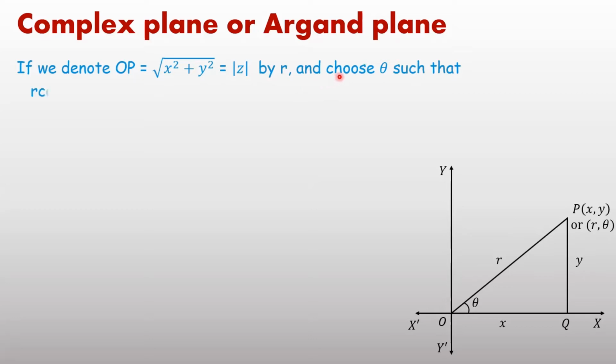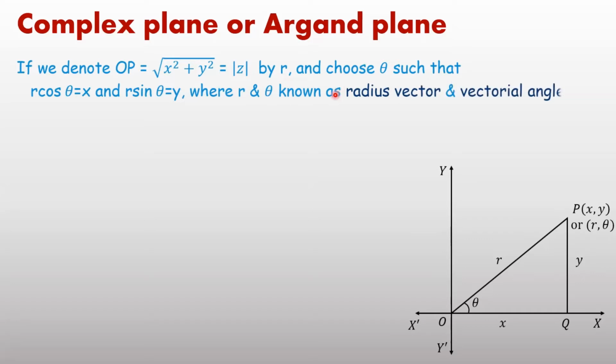And theta means the angle between OP and the real x-axis, such that r cos theta equals x. Applying the formula, cos theta equals base upon hypotenuse, x upon r. So therefore, x equals r cos theta. Sin theta equals perpendicular upon hypotenuse, y upon r. Therefore, r sin theta equals y, where r and theta are known as the radius vector and vectorial angle of the given point P.